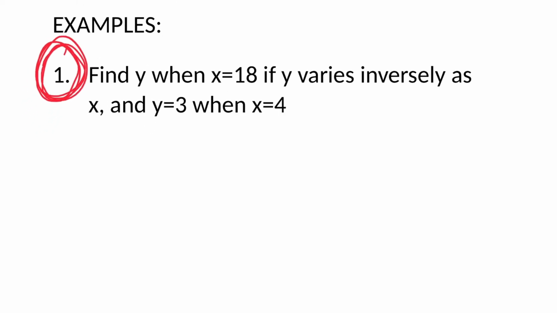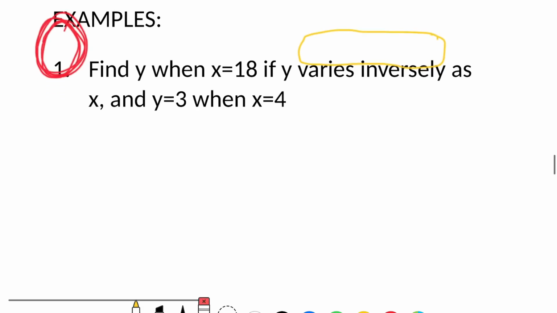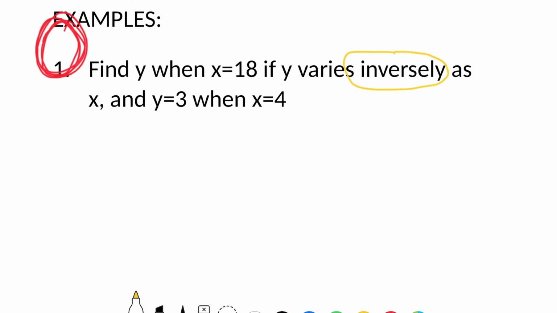You're going to find the words "varies inversely" and circle it. Once you circle it, whatever is immediately in front of it is your y, immediately behind it is your x. So in this case, it just happens that it's y and x already. So you're substituting the values into y equals k over x.